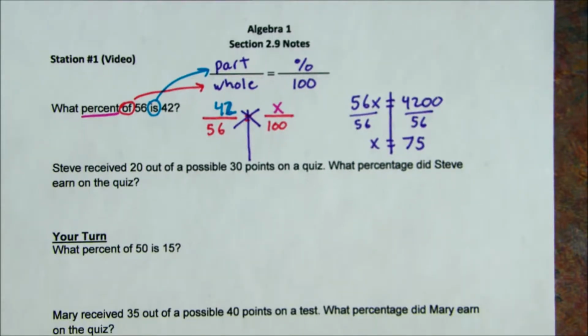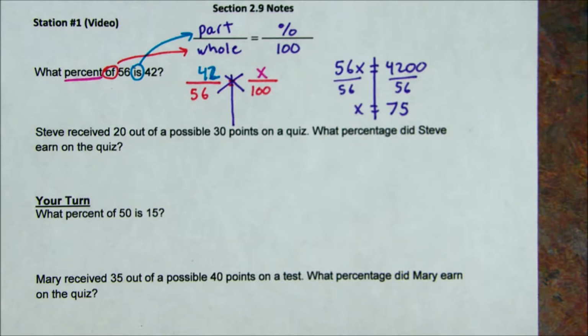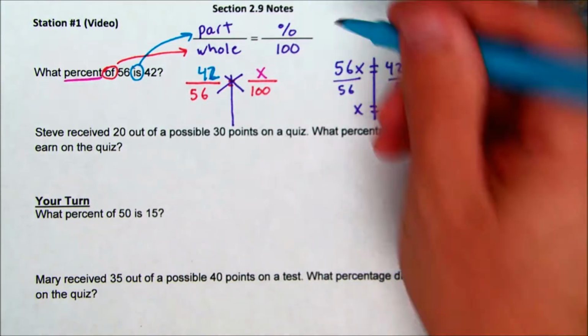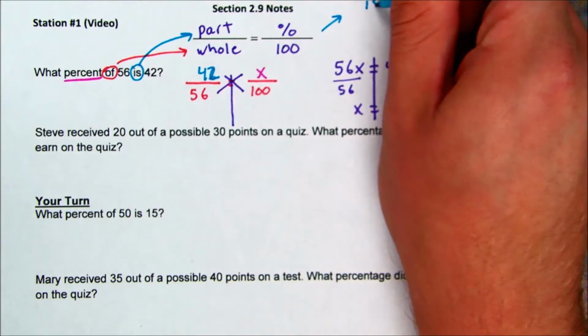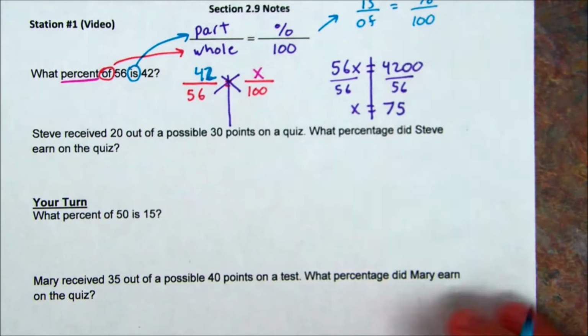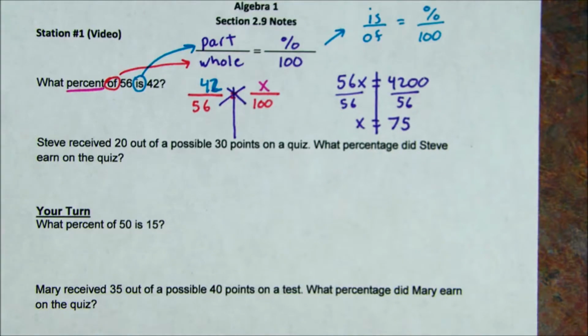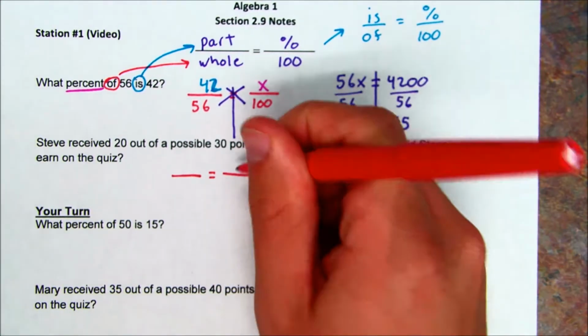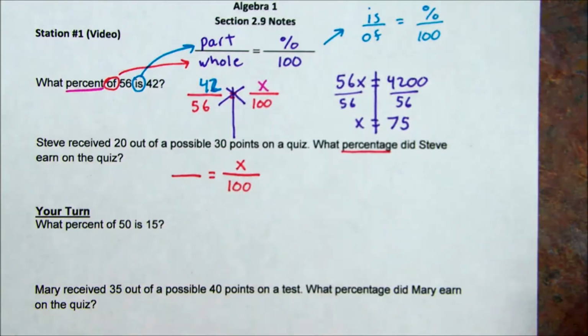Let's try another one. A little bit different, but Steve received 20 out of a possible 30 points on a quiz. What percentage does Steve earn on the quiz? Now this is also a percentage problem. So I'm going to use my part over whole equals percent over 100. Another way we could write this is as is over of equals percent over 100. So I'm using those keywords instead of part over whole. So let's give this a go. I'm looking for the percentage. The problem says, what percentage? So I know that this is going to be a variable. I'm going to have x over 100.